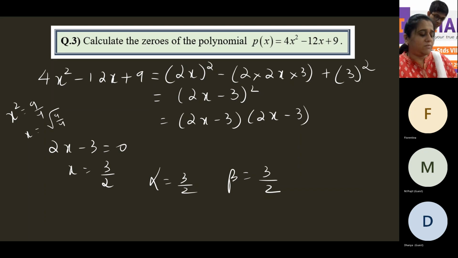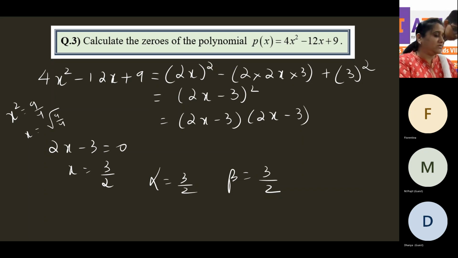4x squared minus 6x minus 6x plus 9, 2x. No, here you're wrong, because when you multiply plus 3 into 2x, you get plus 6x, no? And then here plus into minus is minus. You should take a minus here. It's a minus here. Okay? Yes, this is one way of doing.